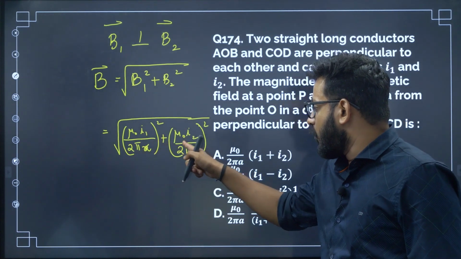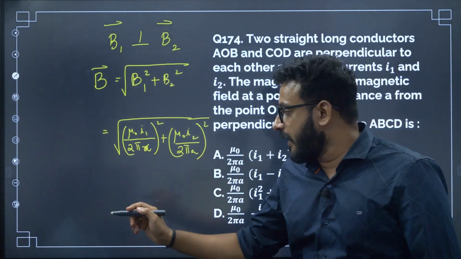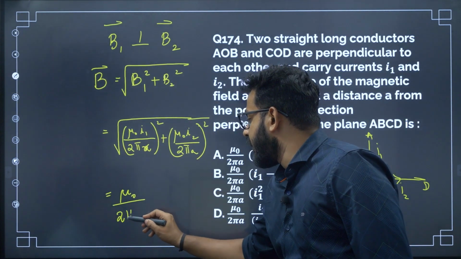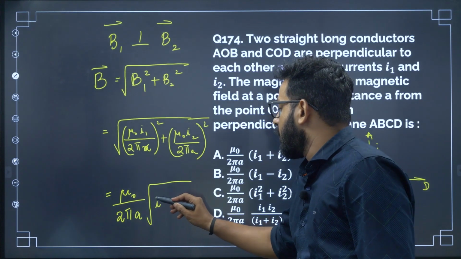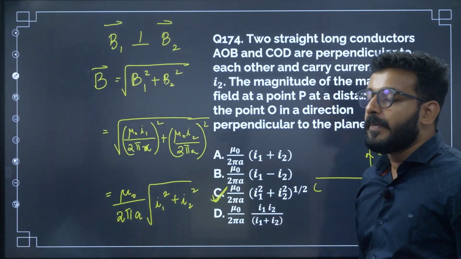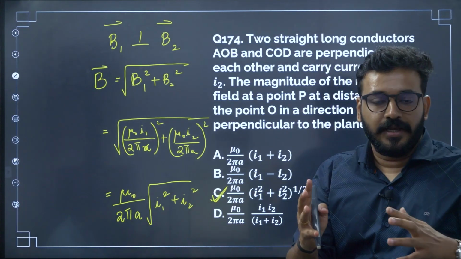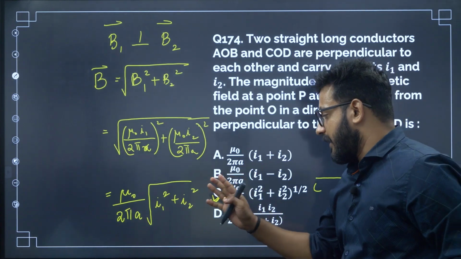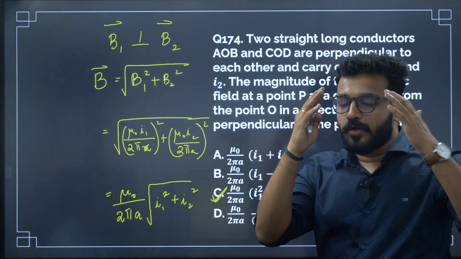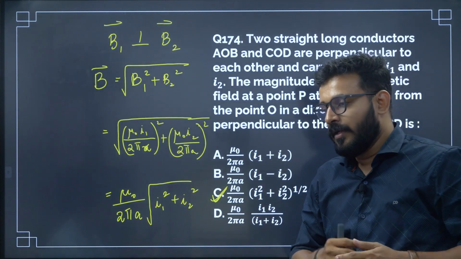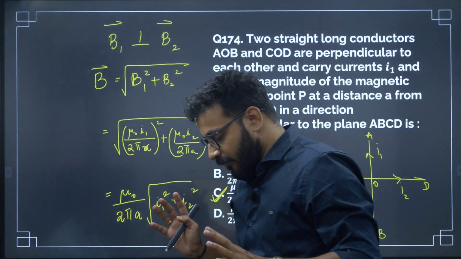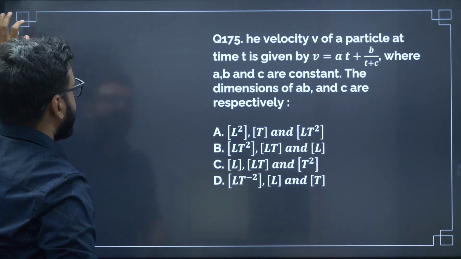Mu naught by 2 pi a whole square is common. When you pull it out, you get mu naught by 2 pi a whole root I1 square plus I2 square. So the correct answer is option C. I1 square plus I2 square will be inside the root, and everything else will come out. So the correct answer over here is option C. Very simple. You just need to have the understanding. Conceptual knowledge will definitely help you make it. Currents are perpendicular, that means magnetic fields are also perpendicular, and similarly apply the value. Good. Let's look at the next question.